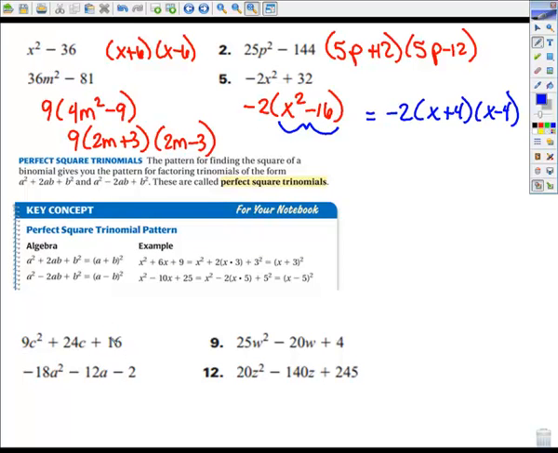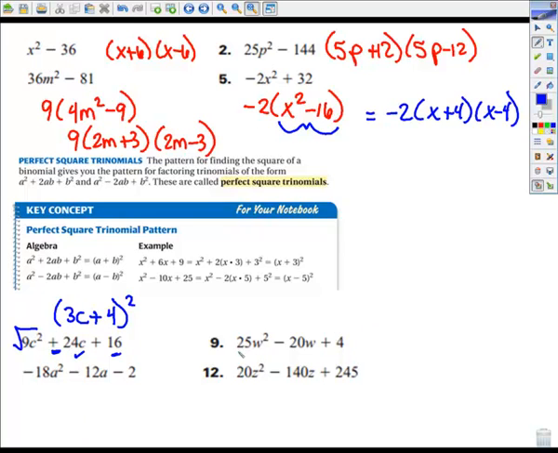So let's go ahead and look at these right here. So I have 9c squared plus 24c plus 16. I do not have a common factor, so I'm going to say, well, the square root of 9c squared is 3c. Since my middle term is positive, I'm going to go plus. The square root of 16 is 4. And now I just have to double check. 3c times 4 is 12c, times 2 is 24c, so it worked.